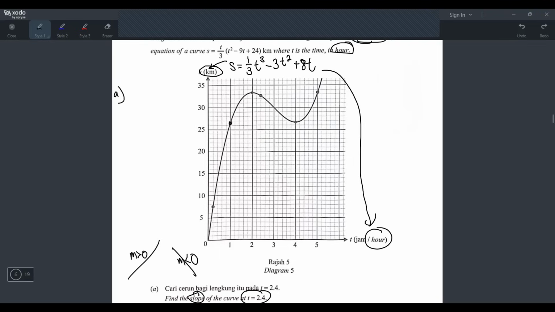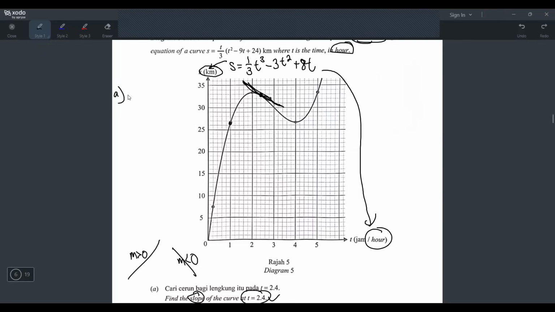So they want to find the slope of curve at t equals 2.4. There is a reason why they mention t equals 2.4, because you can't find the gradient of a line that looks like this. That's why they give you a specific point. So where is 2.4? 2.2, 2.4, 2.6, 2.8, 3. So 2.4 is here. What you have to do now is draw a tangent line. Tangent means the line that touches the curve at one point. And what you're doing now is finding the gradient of this line. So how do you do it?